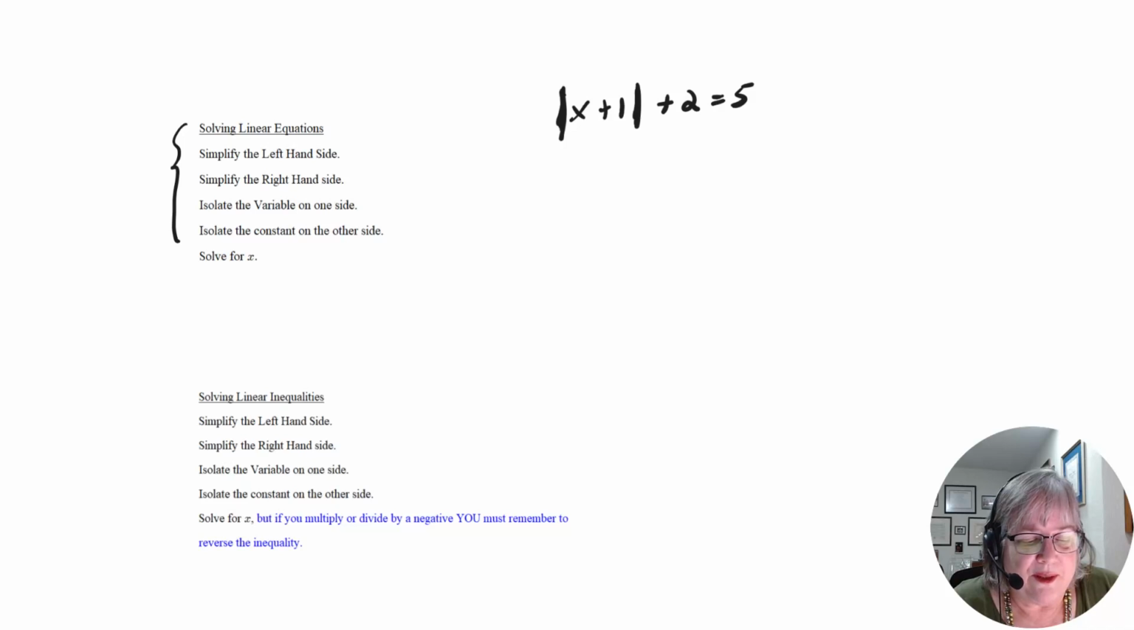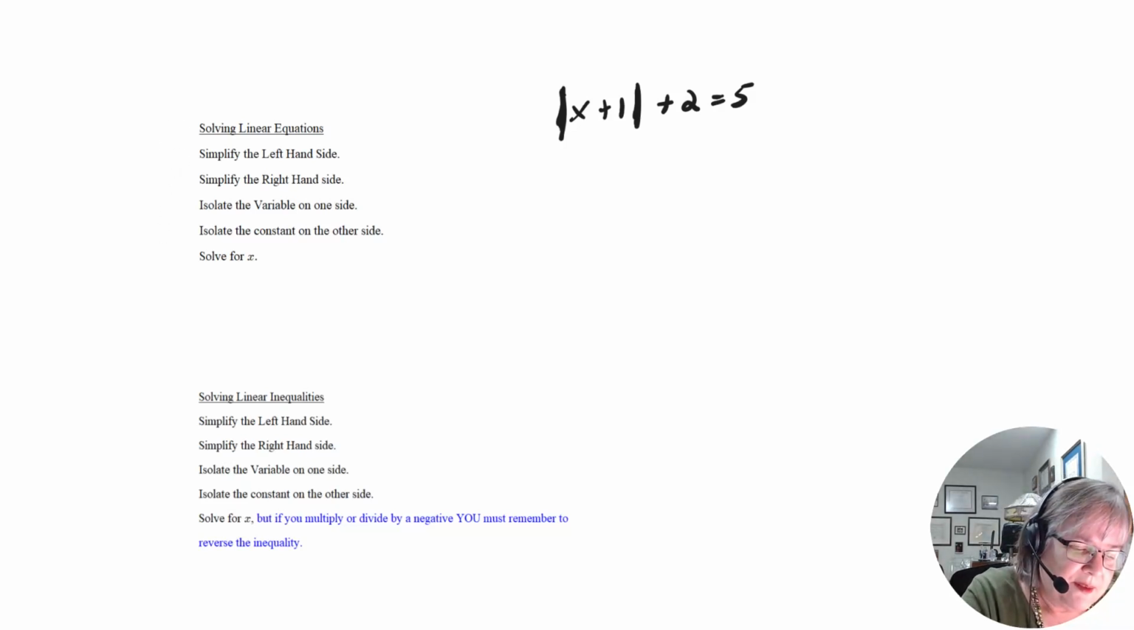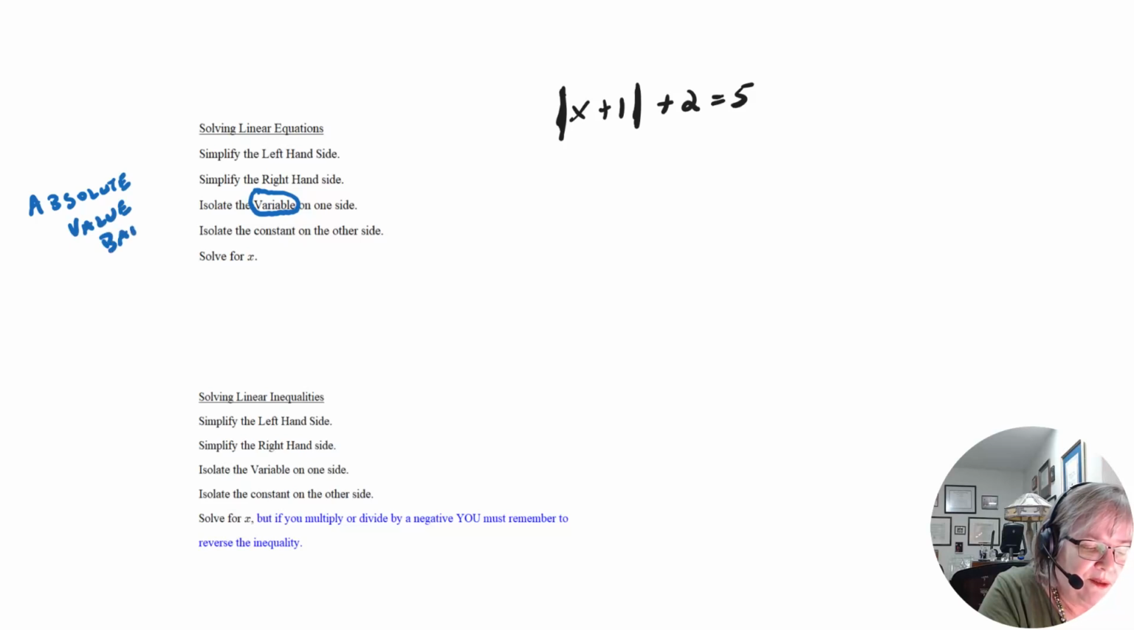So let's go down to isolating the variable. Now, in this case, you're not isolating the variable. What you're going to do is this part right here. You're going to isolate whatever's in those absolute value bars. And some people just isolate this, all right? Or you could spell it out: absolute value bars and whatever's in them. Okay, so this is going to change to here.